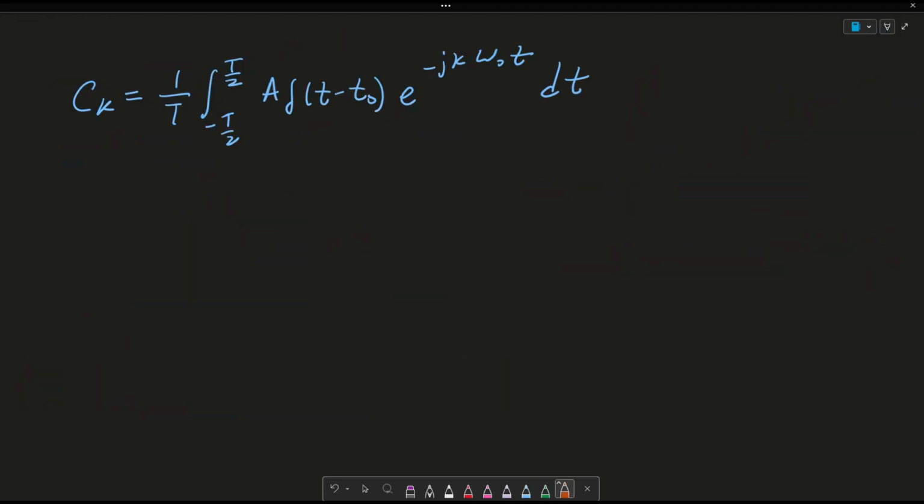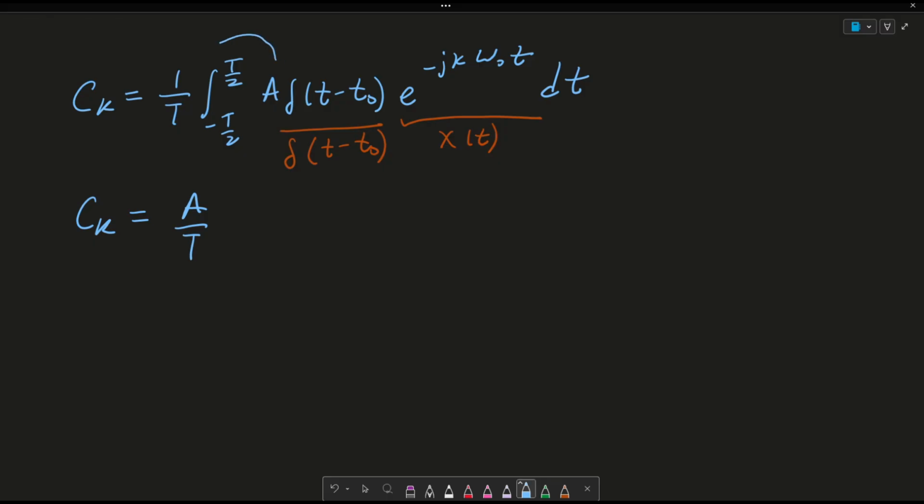Okay, so I just went ahead and rewrote the CK equation. And we need to notice that again, this here is still that delta t minus t naught. And this here is x of t. If this is confusing, please leave a comment down in the comment section below and I'll be sure to get back to you. But essentially, we can go ahead and say that CK is equal to A over T.